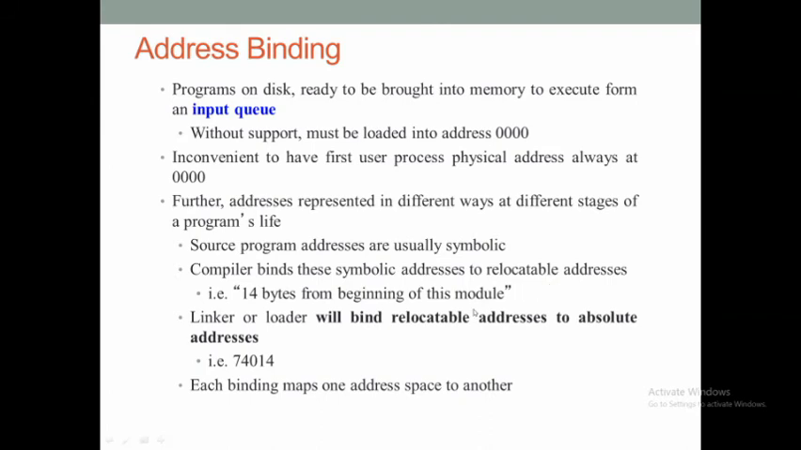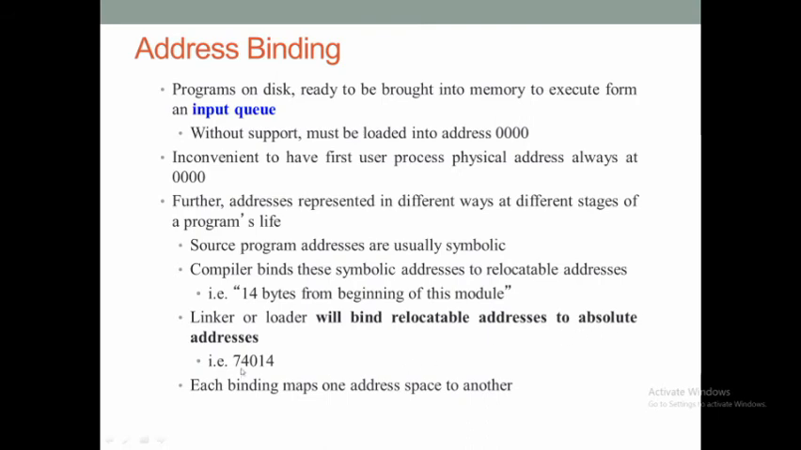Okay, and then when this int count statement is being compiled by the compiler, it will generate a relocatable address for this count. Let's say its relocatable address might look something like this: 14 bytes from the beginning of this module. So what will be the address of this variable count? Compiler may generate something like 14 bytes from the beginning of this module. And then the linker or the loader will bind this relocatable address to the actual addresses. Those actual addresses are called absolute addresses.